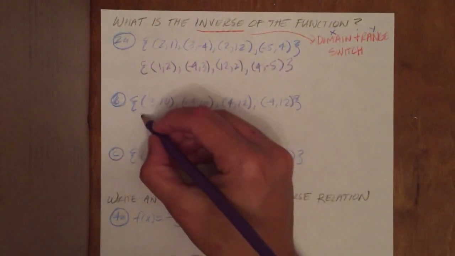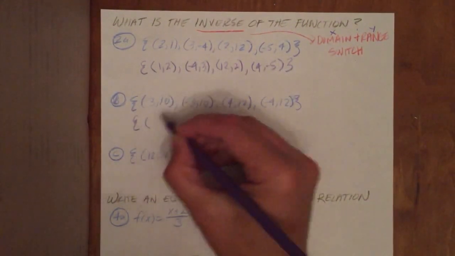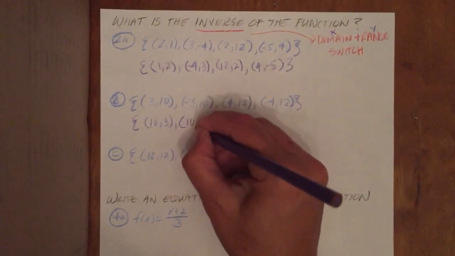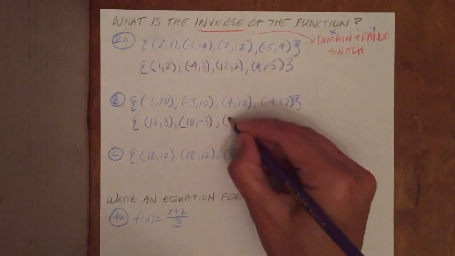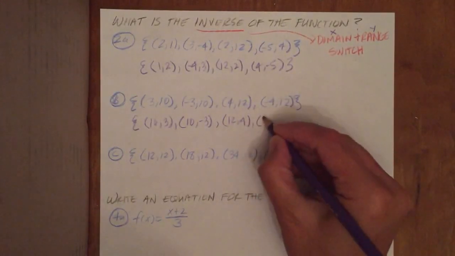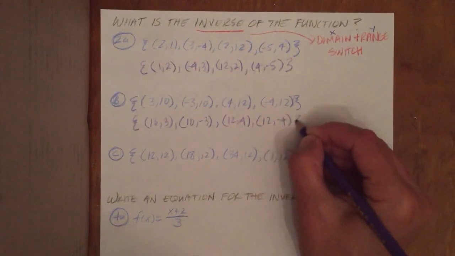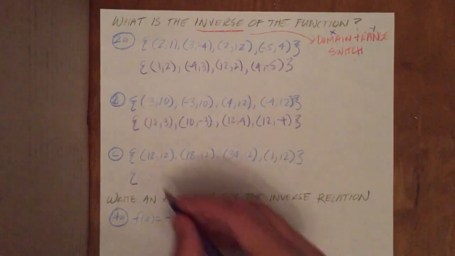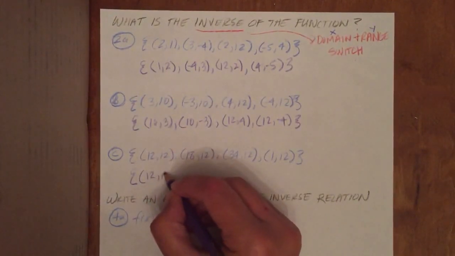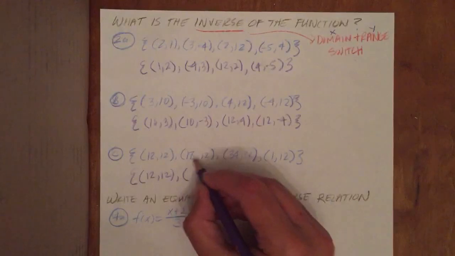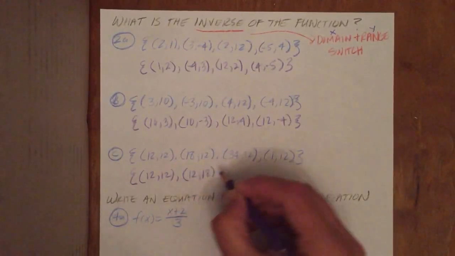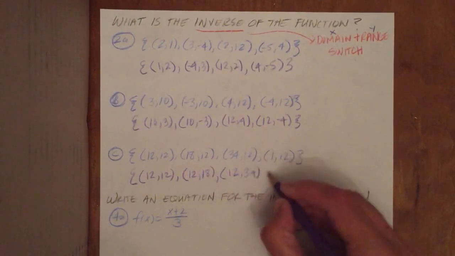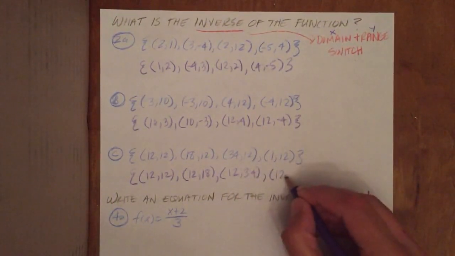So let's look at part B on number 2. We're going to flip these. So this would be 10, 3. This would be 10, -3. This would be 12, 4. And this would be 12, -4. Again, we are switching the domain and range. For this one, the 12, 12 becomes 12, 12. 18, 12 becomes 12, 18. We're switching the x's and y's. This becomes 12, 34. And this becomes 12, 1.